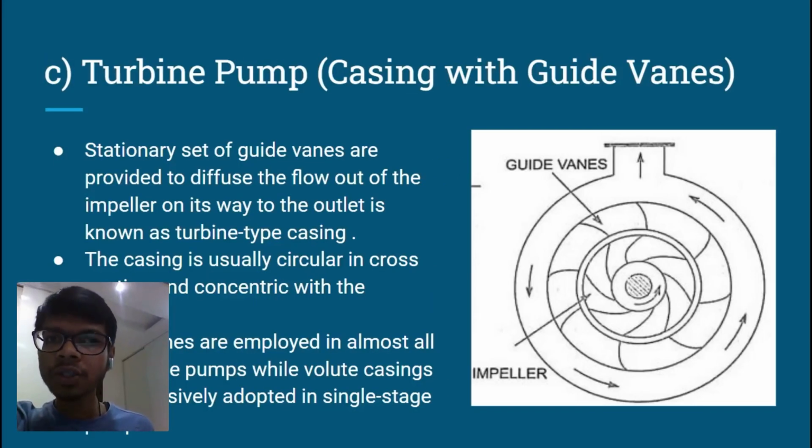So in this, a casing in which a stationary set of guide vanes is provided to diffuse the flow of the impeller on its way to the outlet is known as turbine type casing. This casing is usually circular in cross section and concentric with the impeller. Centrifugal pumps of this kind are sometimes called turbine pumps. Guide vanes are employed in almost all multi-stage pumps, while volute casings are extensively adopted in single-stage pumps only.